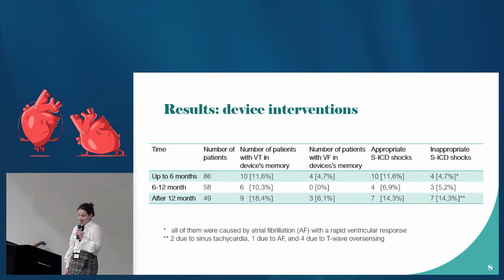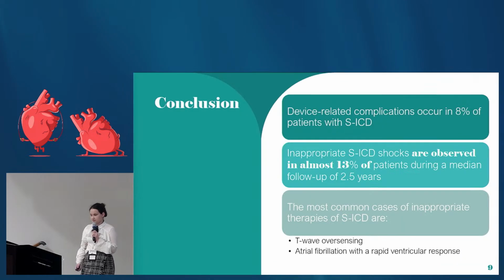During long-term follow-up, 7 patients had inappropriate SICD shocks. 2 of them were due to sinus tachycardia, 1 due to atrial fibrillation, and 4 due to T-wave oversensing. 1 patient had an electrical storm, and 7 patients had appropriate SICD shocks.